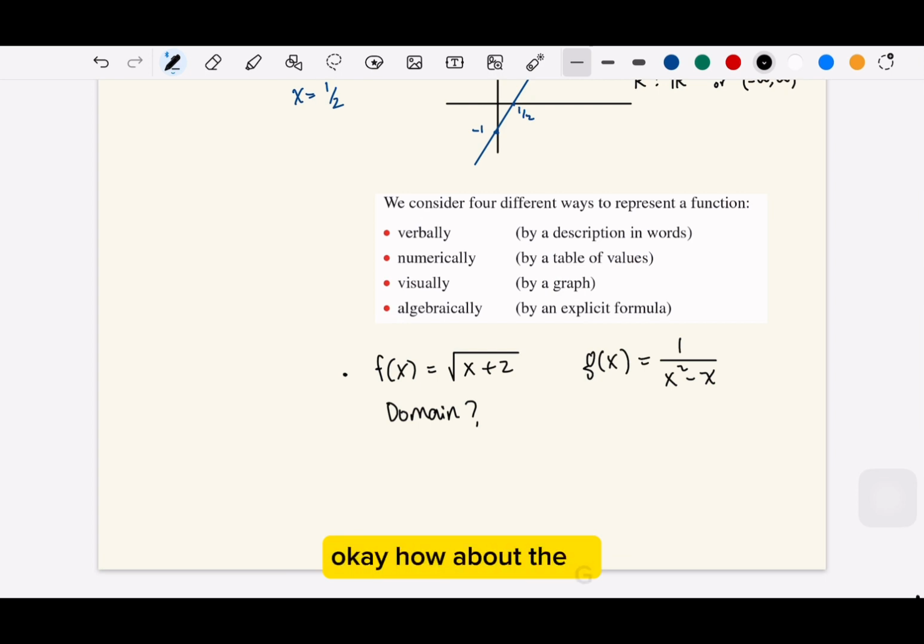How about the g? Any number. x is not equal to 0. Yes. Okay, good. But is it a complete answer?